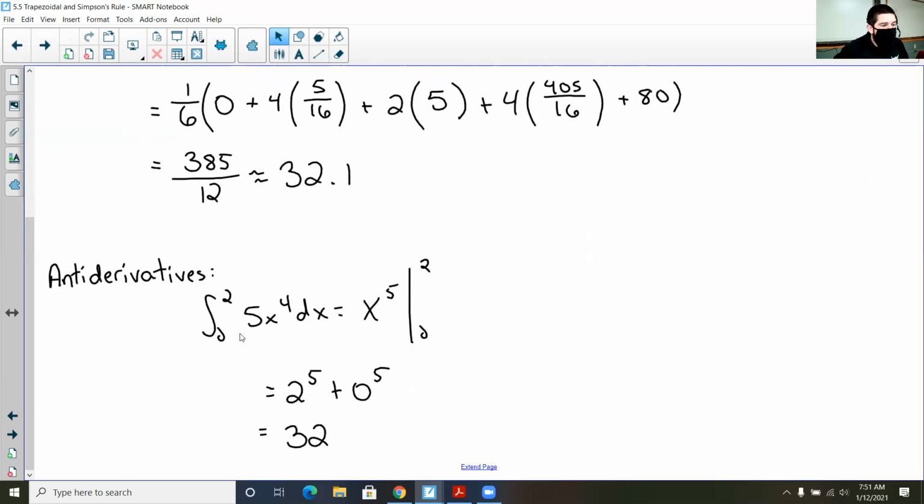Now, just to check with antiderivatives, I take the antiderivative of 5x to the fourth, that's x to the fifth. I evaluated at 0 and at 2. I just wrote addition here, but that is not addition. That was sloppiness. I apologize. This should be, as we know, subtraction. And so it didn't matter, obviously, because it was 0, but the answer would have been 32. So pretty close with the approximations.